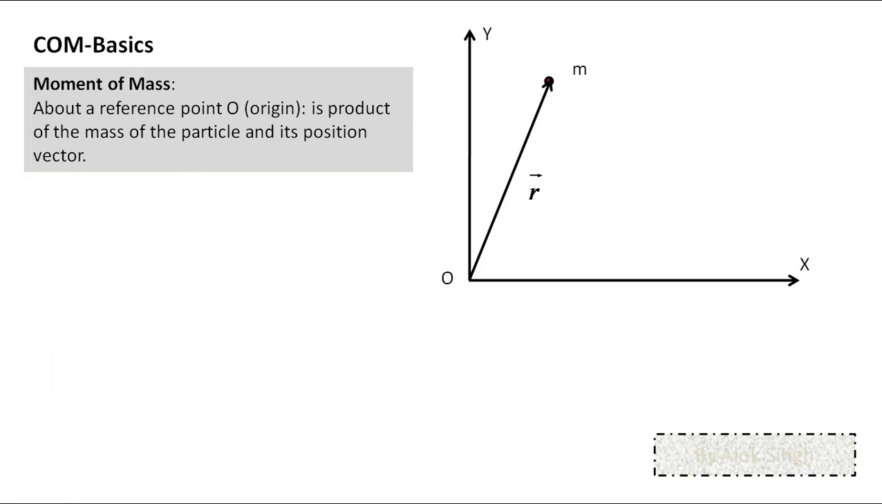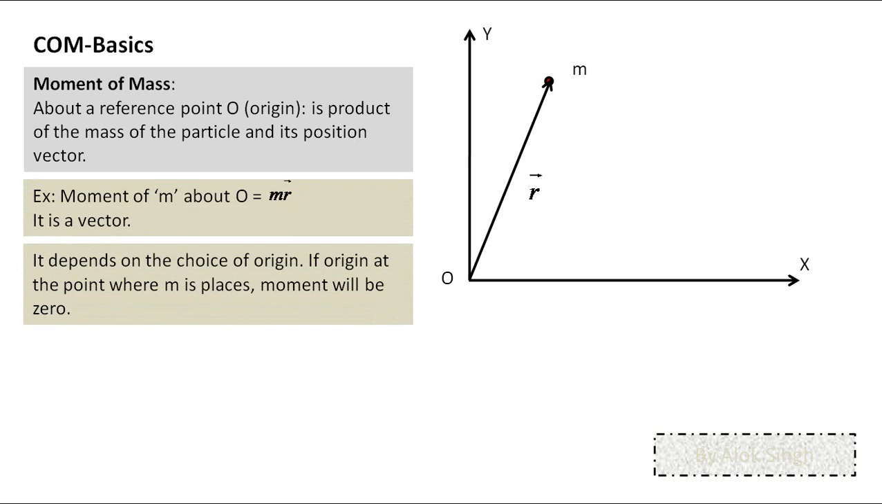How do you find center of mass? To understand how to find center of mass, we'll first start with the concept of moment of mass. So here we have a particle of mass m. Its moment about a reference point O is the product of the mass of the particle and its position vector. So the moment of mass requires two things. It requires a mass and a reference point. Reference point is what we can choose.